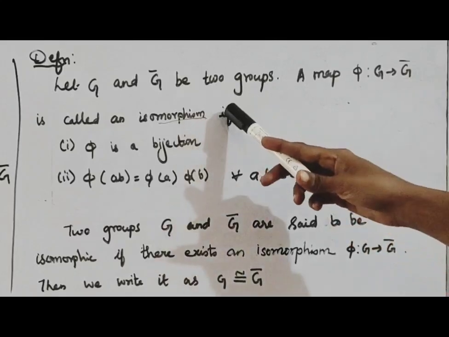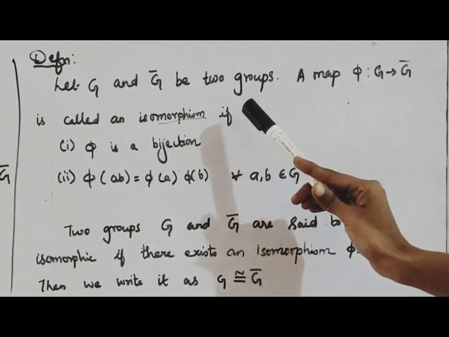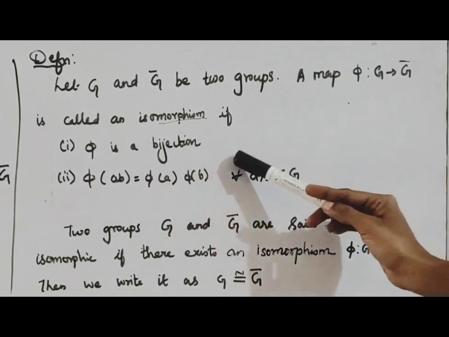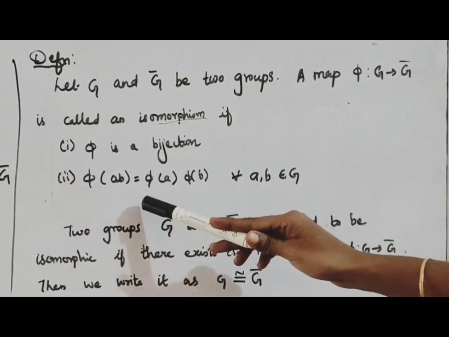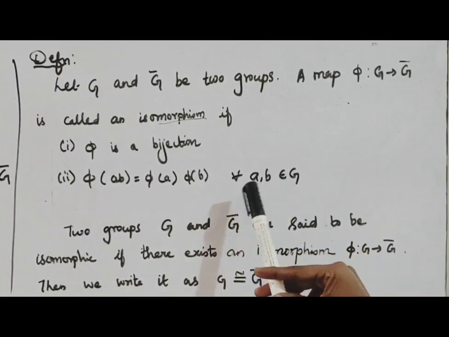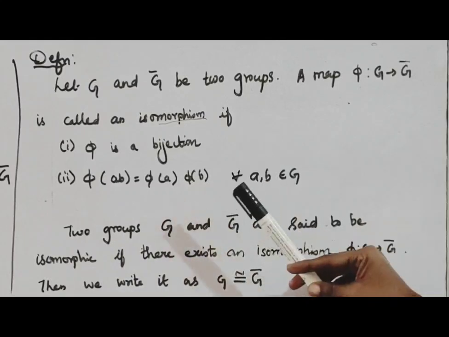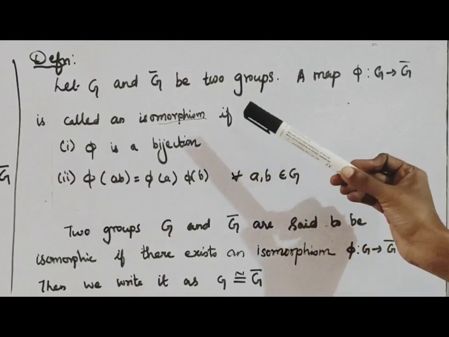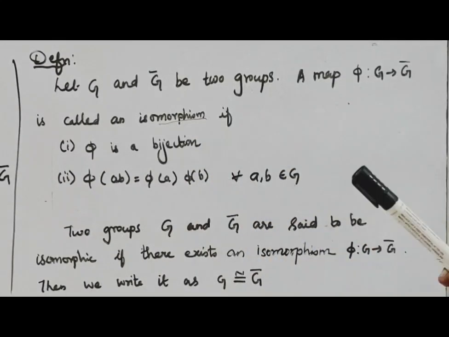Let G and G bar be two groups. A map phi from G to G bar is called an isomorphism if the first condition is phi is a bijection. What is meant by bijection? Bijection means it satisfies the 1 to 1 and onto condition. And the second one, phi of ab is equal to phi of a into phi of b for all a, b belongs to G. This represents the homomorphism condition. Therefore, a mapping phi from G to G bar is said to be an isomorphism if it satisfies two conditions. First one is bijection and second one is the homomorphism condition.